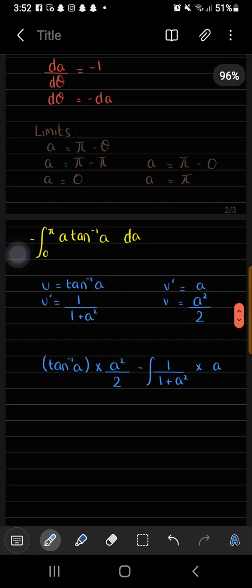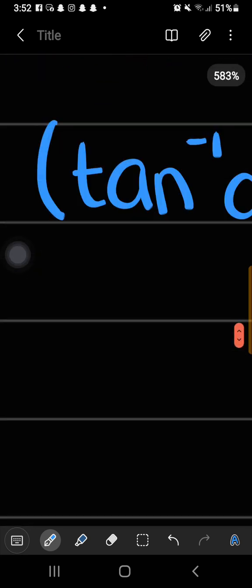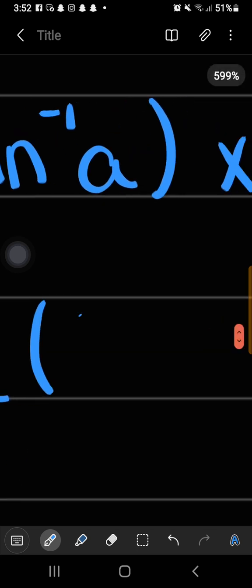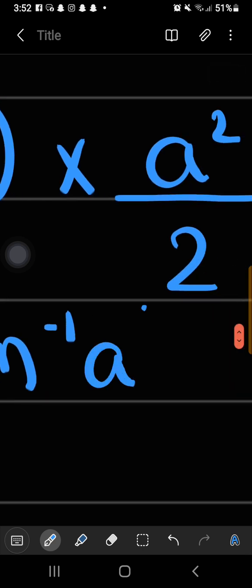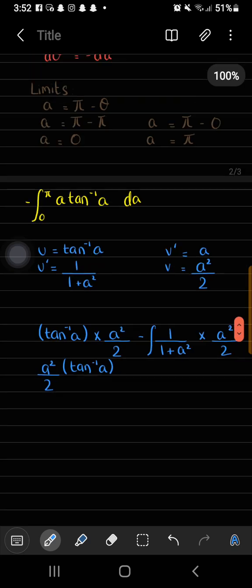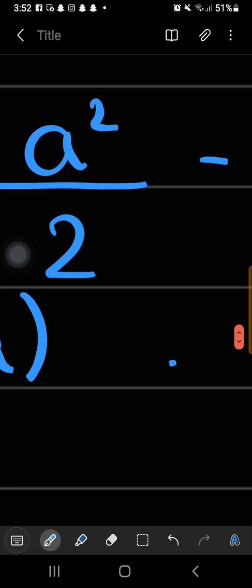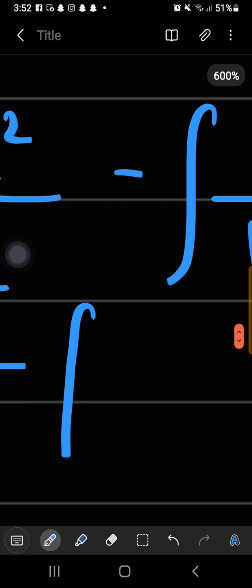So this a square upon 2 is v. So here we will write a square upon 2 tan inverse a. We did nothing, just we had written this in the starting to simplify this to have a better version of this. Then integral.